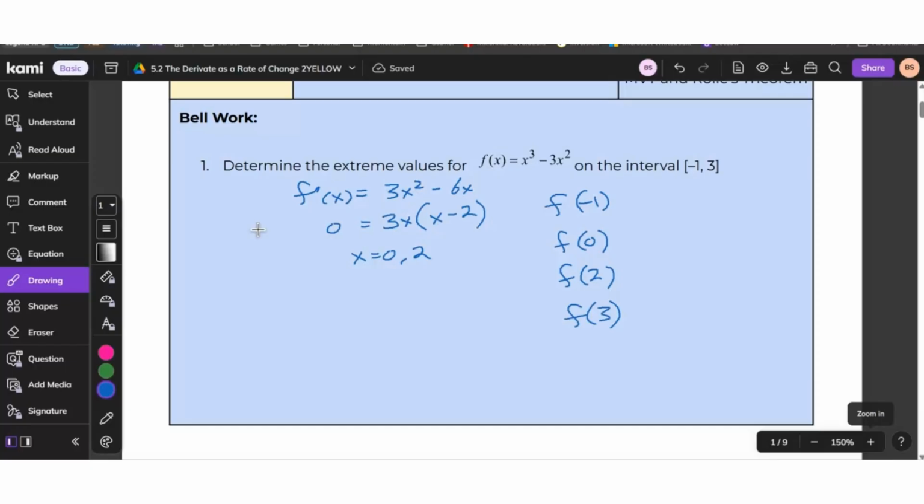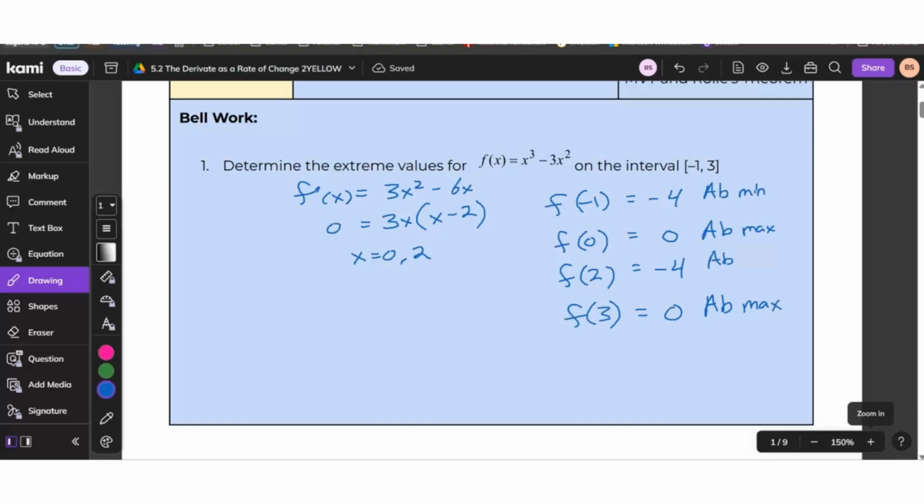So if I plug in -1 up here, I'm going to get -1 minus 3, that's -4. If I plug in 0, I get 0. If I plug in 2, I'm going to get 8 minus 12, which is -4. And if I plug in 3, I'm going to get 27 minus 27, which is 0. Therefore, the zeros would be my absolute max. They are the biggest number. And the -4s would be my absolute min.